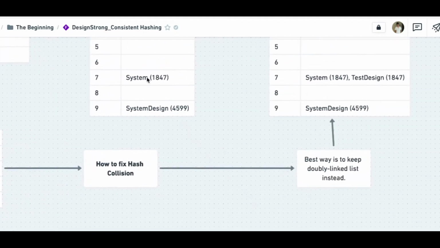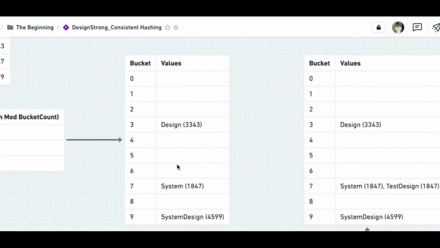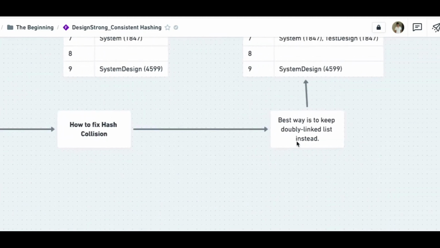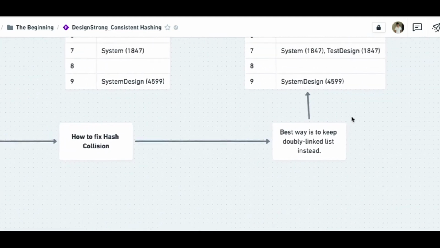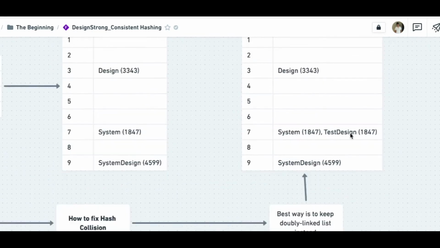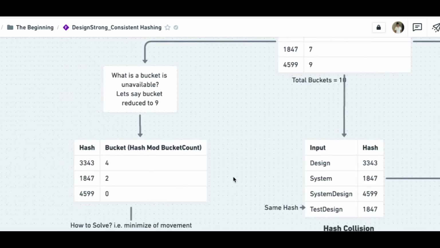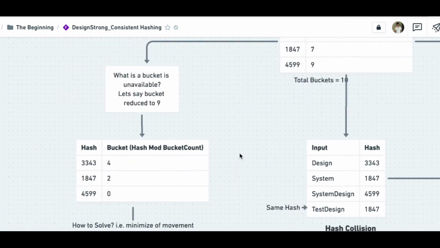Here we are storing the values directly into the buckets, right? In order to fix for hash collision, what we do is we store them into a list. Both test design and system come into the same hash. So both system and test design come into the same bucket because the hash calculated is the same, and it is connected via a doubly linked list and can be retrieved easily. So this problem of hash collision gets resolved here.